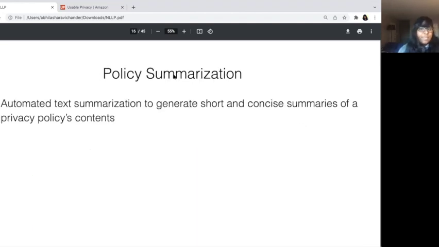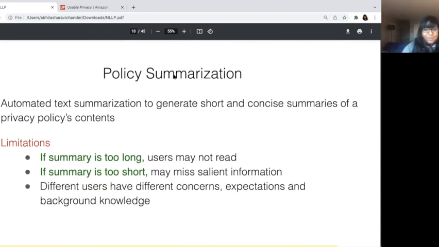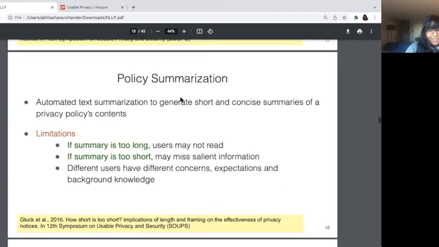Okay, so far we have reviewed applications that automatically tag segments in privacy policies and applications to extract choice language from privacy policies. But what about making the whole information in the privacy policies more accessible? One research direction that is appealing is policy summarization, where you try to generate short summaries of privacy policies. But there are many challenges in this space. If a summary is too long, users may not read it because it might be as prohibitive to them as just reading the privacy policy.